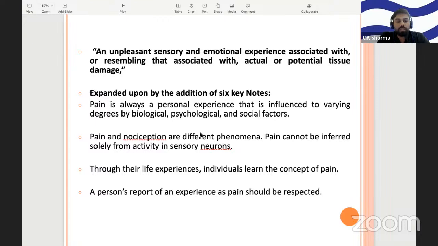Through their life experiences, individuals can learn the concept of pain. A person's report of an experience as pain should be respected. Although pain usually serves an adaptive role, it may have adverse effects on function and social and psychological well-being. And verbal description is only one of several behaviors to express pain. It means that saying that something hurts is one way of expressing pain, and there can be other behaviors like crying, moaning, or limping. And inability to communicate: just because someone or an animal cannot talk doesn't mean that they are not feeling pain. They might show it in other ways, right? So these were the 6 keynotes. Now let's come to the classification.